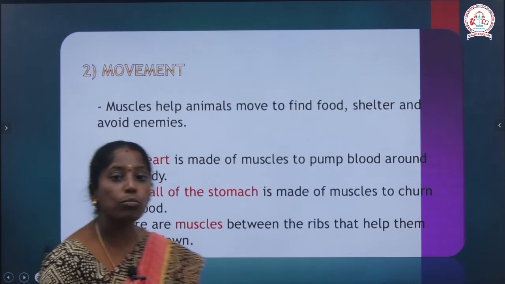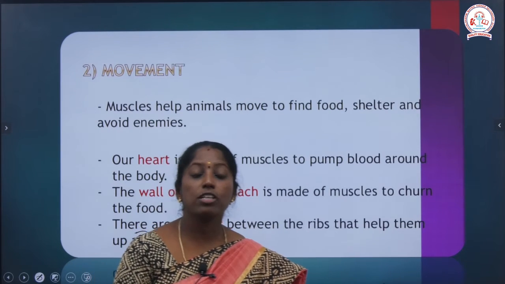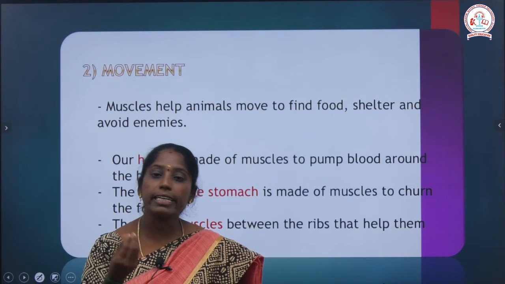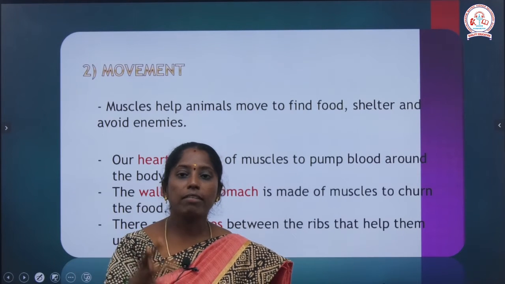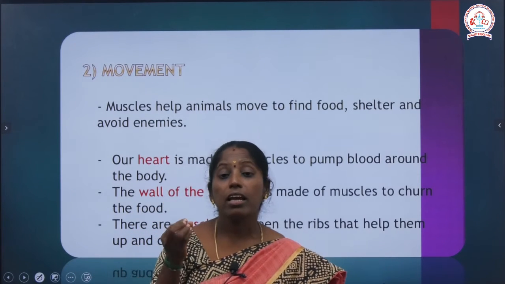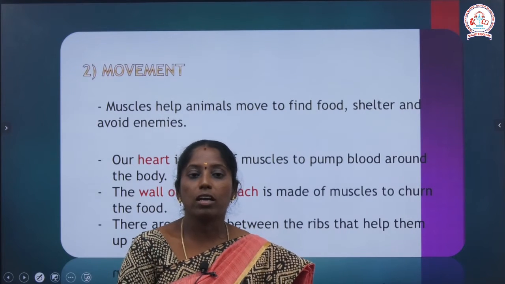Movement. I told you, movement. Animals also move. They look for shelter, for food, and when enemies come. Suppose it is a deer, a tiger will come. It will move from one place to another place. Then it will search for food for that. Also it moves to find shelter and a place to stay.